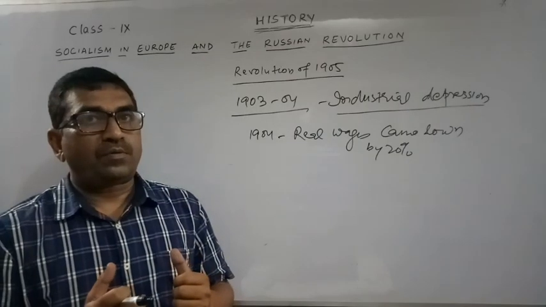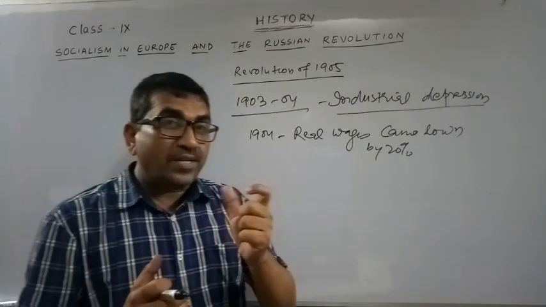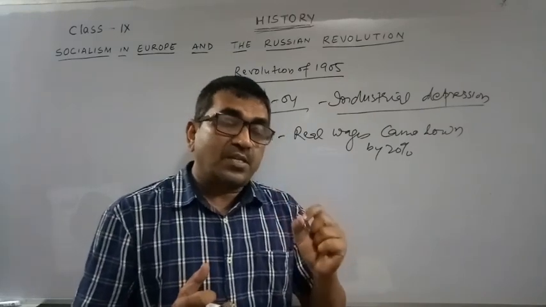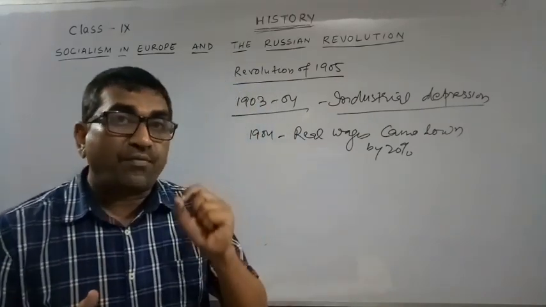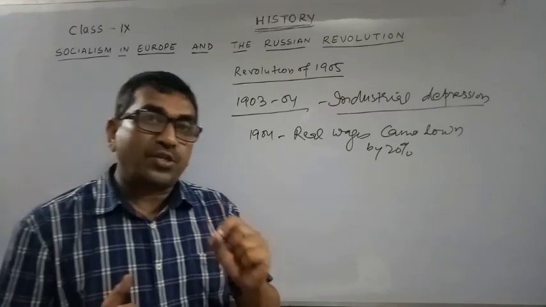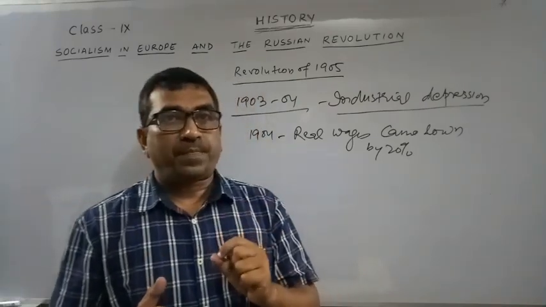Industries and workers' quarters at the right bank of river Neva. The liberals and the revolutionaries were finding it an opportunity to use.